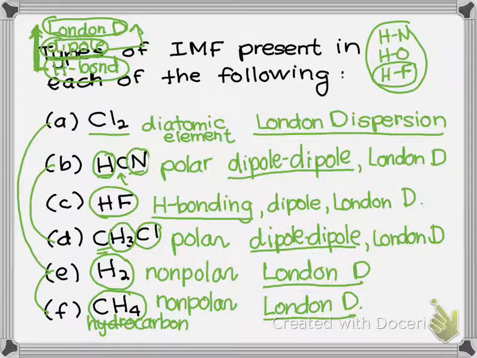If you're a polar molecule, your main attractive force is dipole-dipole, and you also would have London dispersion. If you have hydrogen bonded to nitrogen, hydrogen bonded to oxygen, or hydrogen bonded to fluorine, then you have hydrogen bonding as your main force, which would include all 3. You would also have dipole-dipole and London dispersion forces.